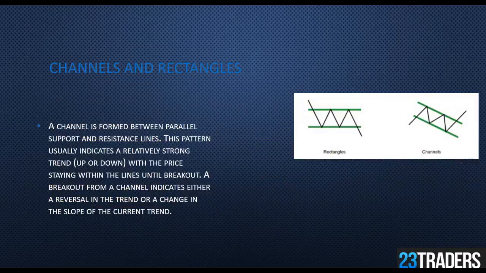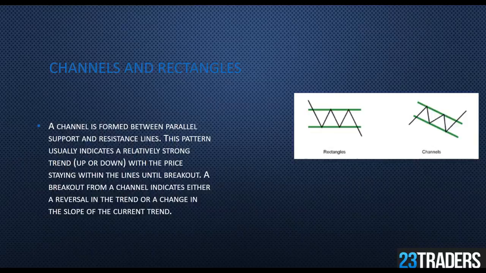Now, besides triangles, you can also get the formation of what's called channels and rectangles. A rectangle is exactly what it sounds like. It develops when your support line is running horizontal and you have range trading, so your trend line is also running on a horizontal. A channel is formed between parallel support and resistance lines.